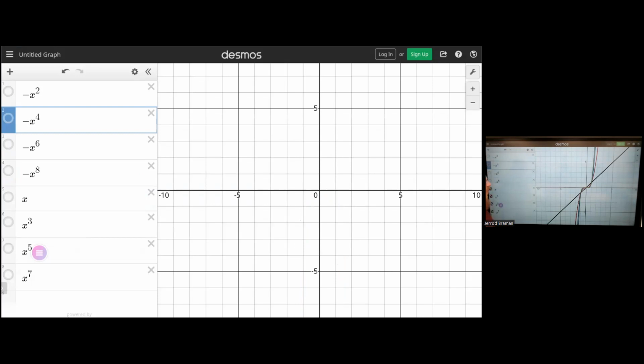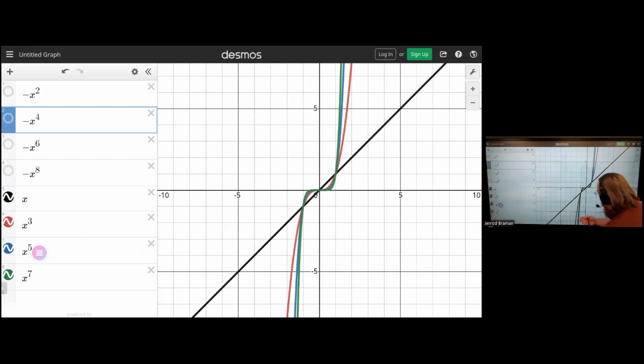Hopefully you're noticing what's happening on the left. The end behavior on the left is they're going down. What's down? I don't know what's down with you. Down is negative infinity. So if the a value is positive and the exponent is odd, the left side goes down and the right side goes up to positive infinity.